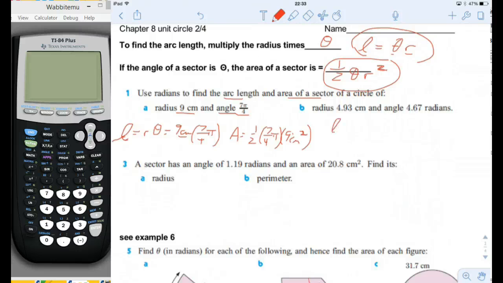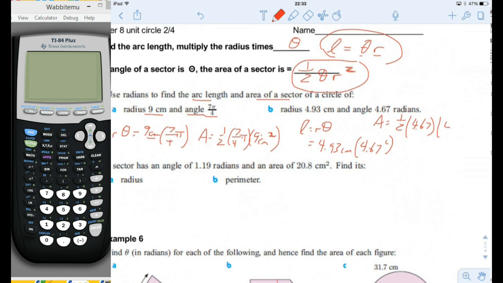Now for this one, it would be similar. So r theta would be 4.93 centimeters times 4.67 radians. And then for A, we would have 1/2 times the radians, 4.67, times 4.93 centimeters squared. Okay. All right, number 3.